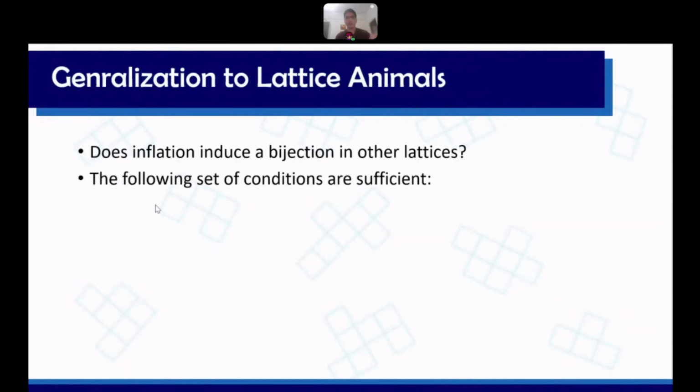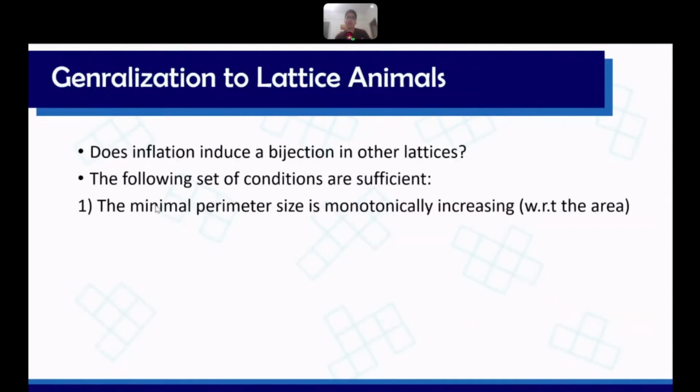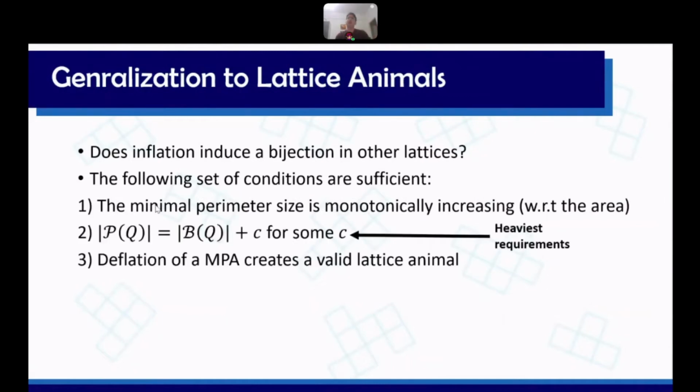If we have these conditions satisfied, we have 3 conditions, then we have a bijection between sets of minimal perimeter lattice animals for these lattices which satisfy these conditions. The first condition is that the minimal perimeter size should be monotonically increasing. And this is pretty trivial, but we can't prove it for any imaginary lattice that we can imagine, so we require it.